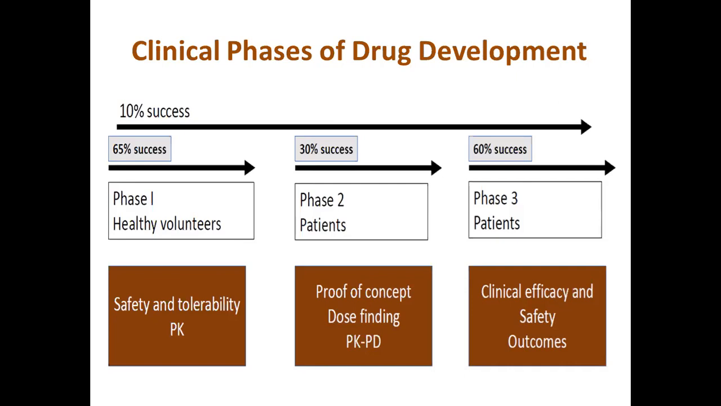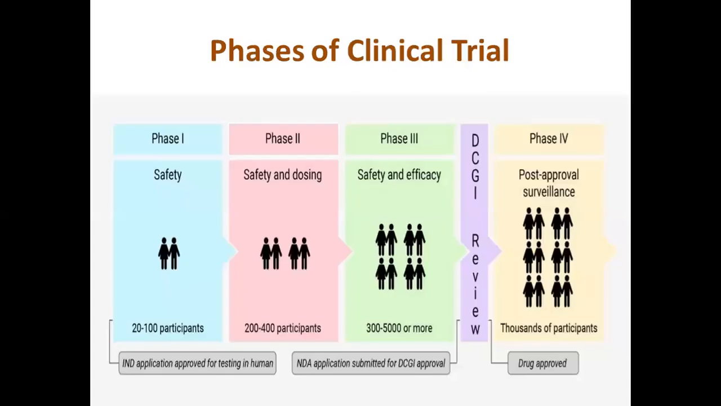These are the main objectives. In phase 1, we generally see the safety, tolerability, and pharmacokinetic parameters. In phase 2, this is the trial phase where we understand the proof of concept, and dose finding and dose ranging studies are done, and we can also know the pharmacokinetic and pharmacodynamic parameters. And ultimately, by phase 3 clinical trials, we get the clinical efficacy data and safety outcomes.